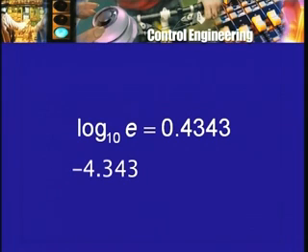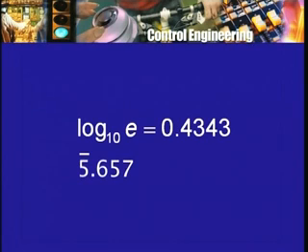So what is the number whose logarithm is minus 4.343? First convert it into the appropriate form, therefore I will have to write it as 5 with a bar, this is the mantissa, multiplied by 6, 5, 7. So it is the antilog of 0.657 multiplied by 10 raised to minus 5. Now what is the antilog of 0.657?